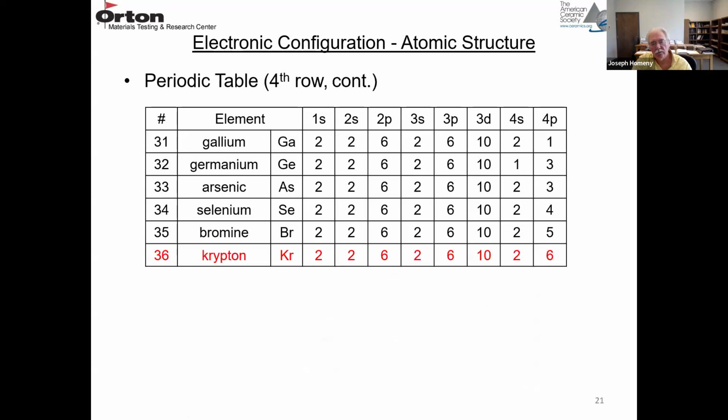And then the rest of row 4 goes from gallium to krypton: gallium, germanium, arsenic, selenium, bromine, and finally krypton. And after germanium, the 4s is filled, and then we're just filling the 4p level. So finally we reach krypton. So all the levels are filled here again. Krypton is inert. It's an inert gas also.